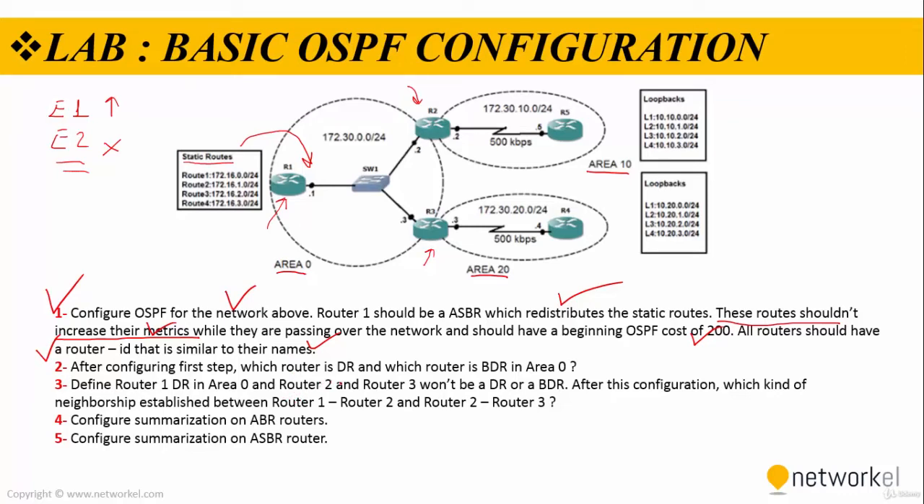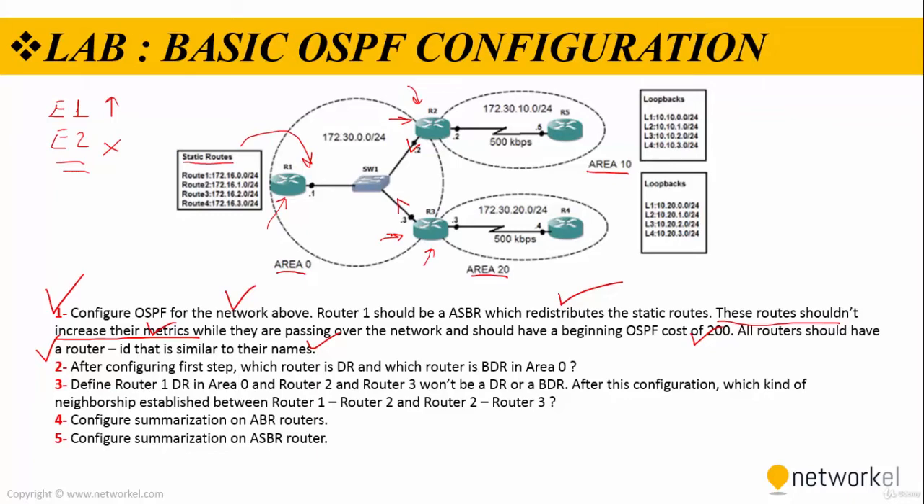Then define router 2 and router 3 won't be a DR or BDR. This guy is BDR right now, so it won't be a BDR. So this guy also won't be a DR or BDR. So what we're gonna do? To configure these guys not to be a DR or BDR, I need to decrease the OSPF priority values on the interfaces.